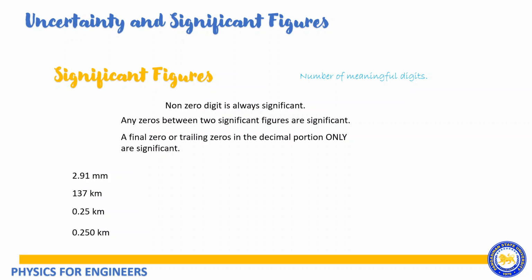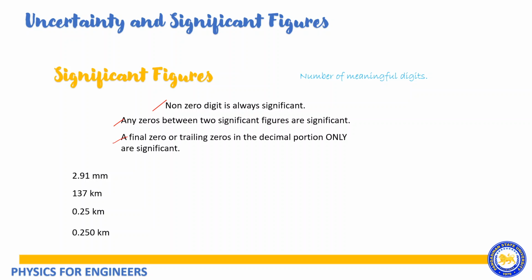Pag sinabi natin significant figures kasi, kung naalala nyo sa math, that is the number of meaningful digits. So, pag non-zero digit, that is significant. Automatic yan. Pag hindi zero, significant siya. Any zeros between two significant figures are significant. So, any zero na nasa gitna ng non-zero digit ay significant. The final zero or trailing zeros in the decimal portion only are significant.